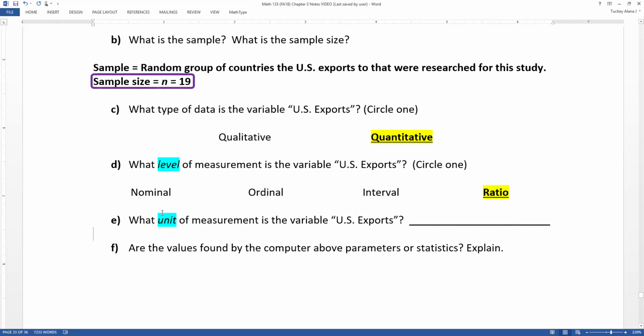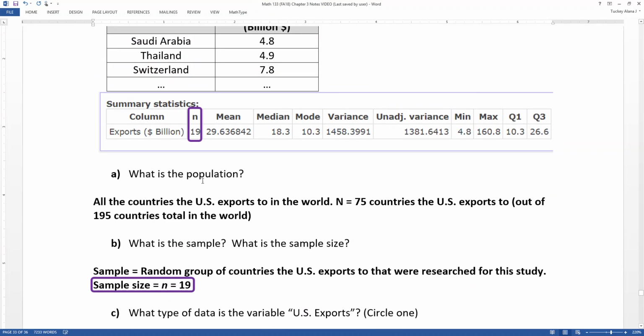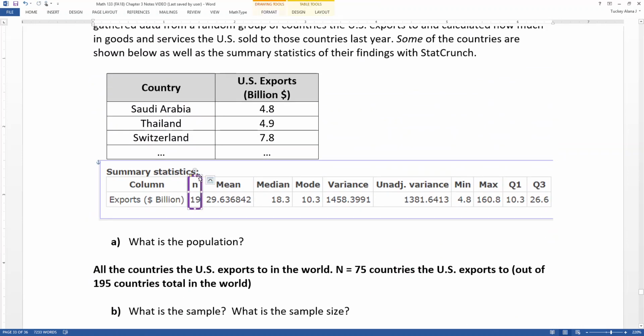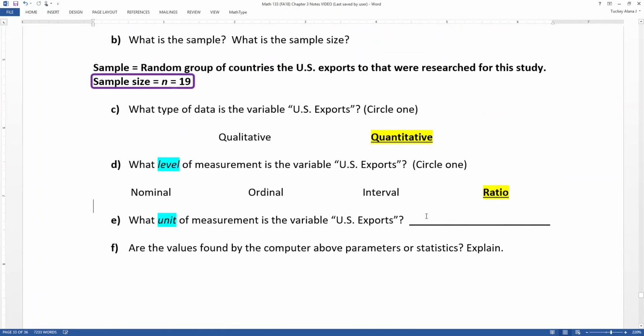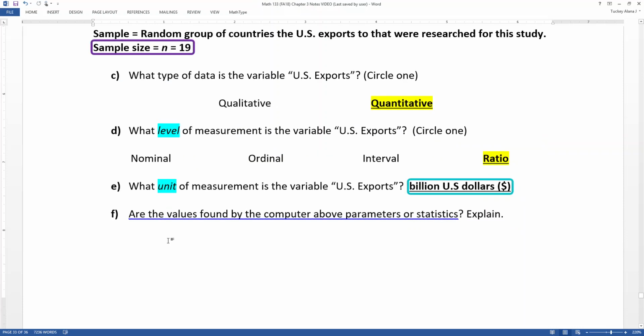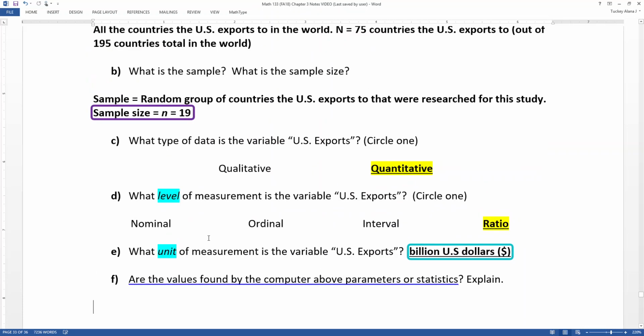Unit of measurement is more what were the units possible for your data set, which in our case is $1 billion. That's our unit. And you can see it with this little aqua box right here. So $1 billion here or up here, either way, $1 billion is your unit of measurement. And based on context, we can assume that that was billion US dollars, not like Canadian dollars or something like that. So US dollars.